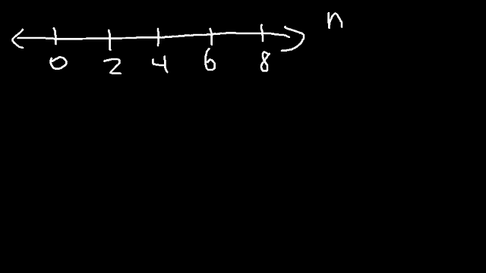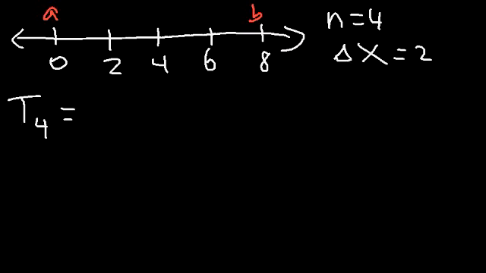So we're still using 4 rectangles. A is still 0, B is still 8. So delta x is 8 minus 0 divided by 4. So delta x is 2. So for the trapezoidal rule, using 4 rectangles, it's going to be delta x divided by 2 times, we're going to use all 5 points, so 0, 2, 4, 6, and 8.